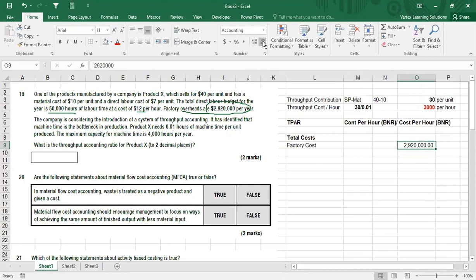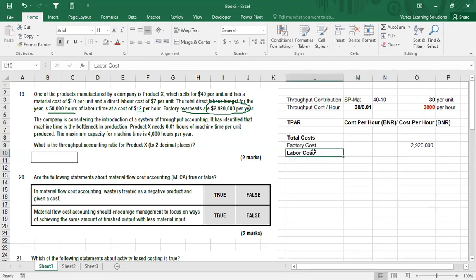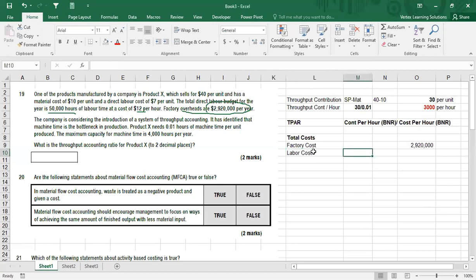In the exam, these are MCQs, so you only need to write down the answer. You don't need to show the calculation. But because I am not doing a question, I am explaining it, I have to write down everything. So my labor cost will be 50,000 times 12, because it is 50,000 labor hours and $12 is the cost. If I make a total now, how much does it give me? So now I have my total cost.